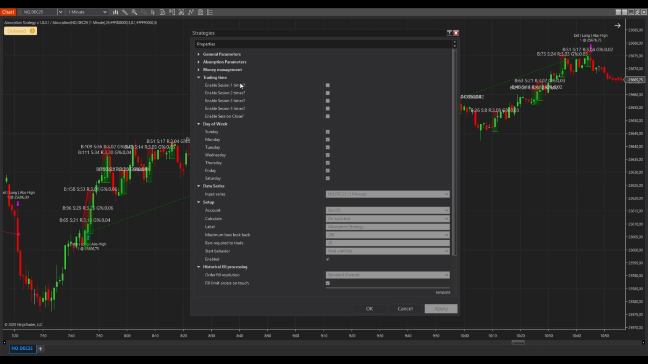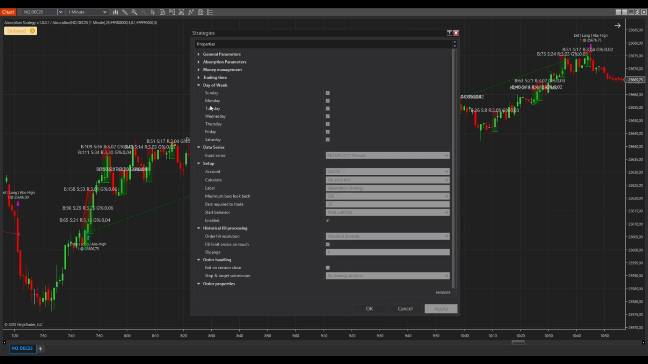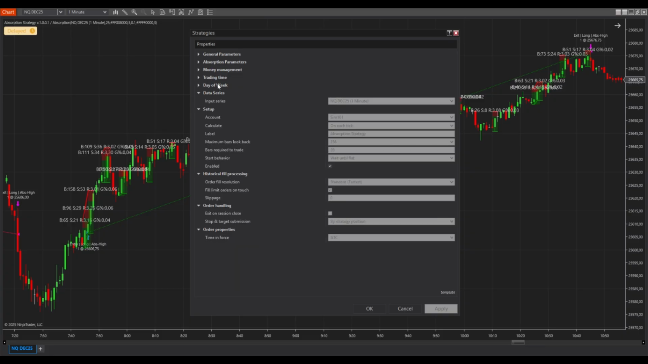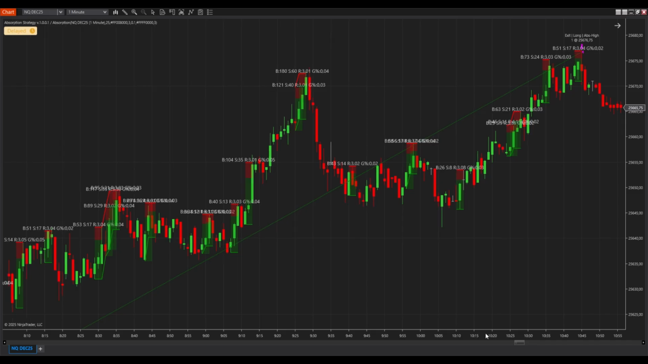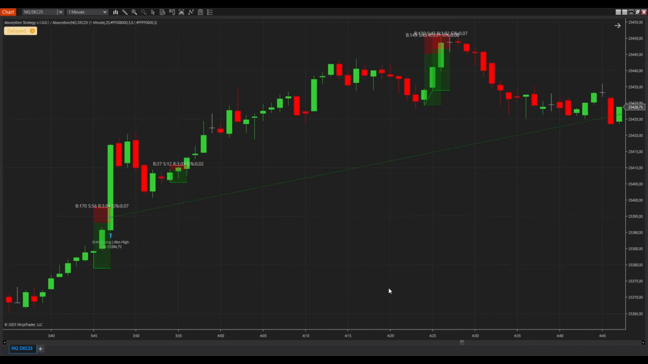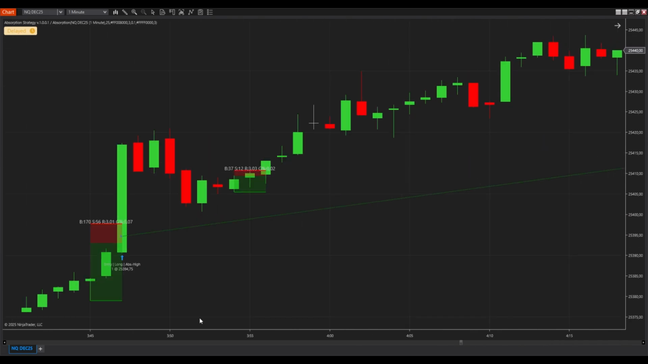Day of week settings. You can enable or disable trading for each day of the week, Sunday through Saturday. This lets you avoid trading on specific days. How the strategy works. The indicator draws colored rectangles on the chart. Green shows buy-side absorption, red shows sell-side.